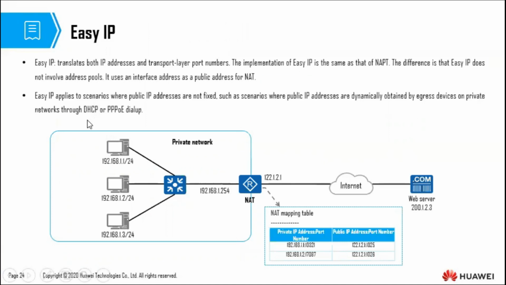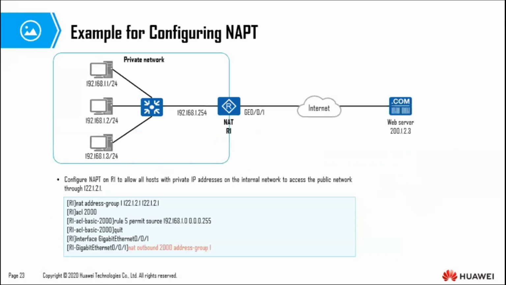Okay, so the other important one is called Easy IP. Now, the main difference between Easy IP and network address port translation is that in network address port translation, you'll have more than one public IP address in your pool, as you can see here. You have a number of public IP addresses in your pool.